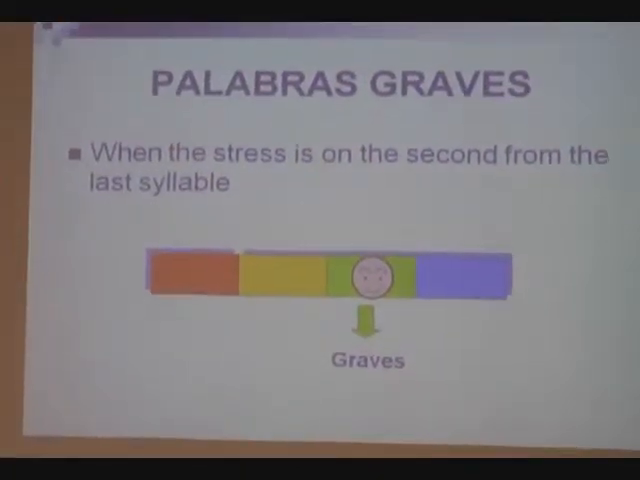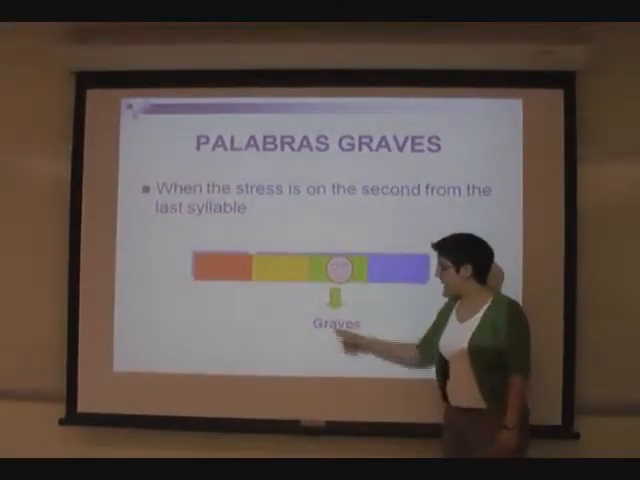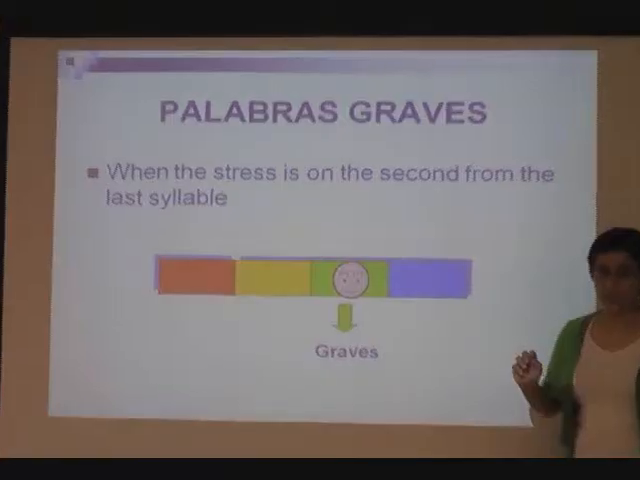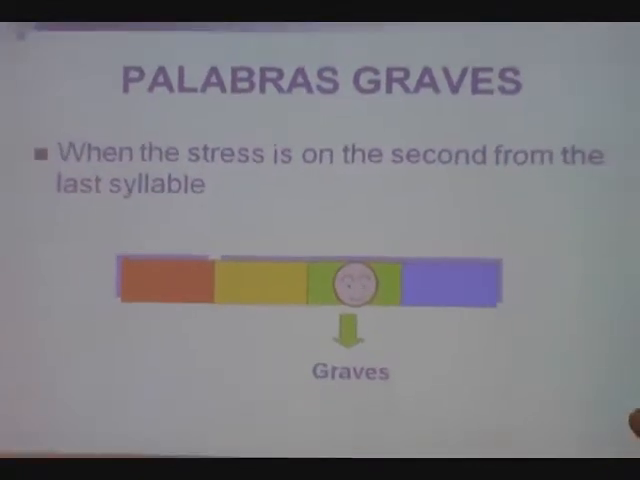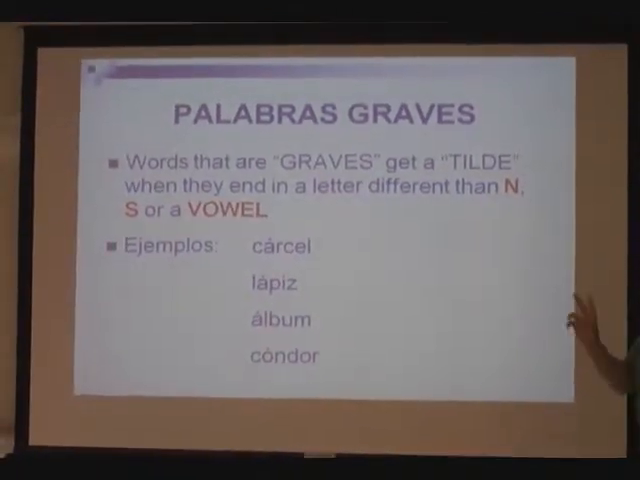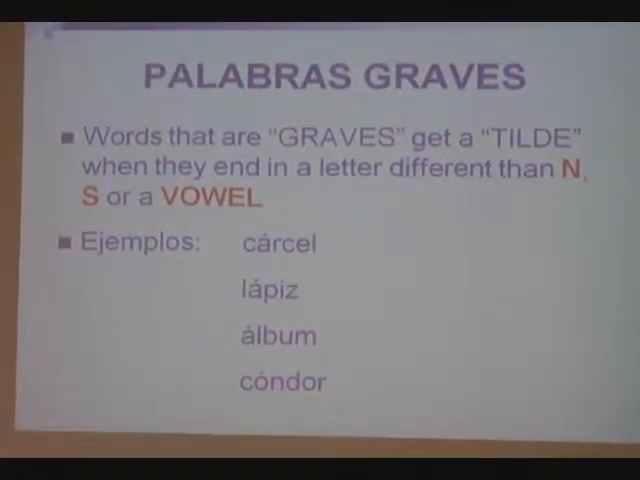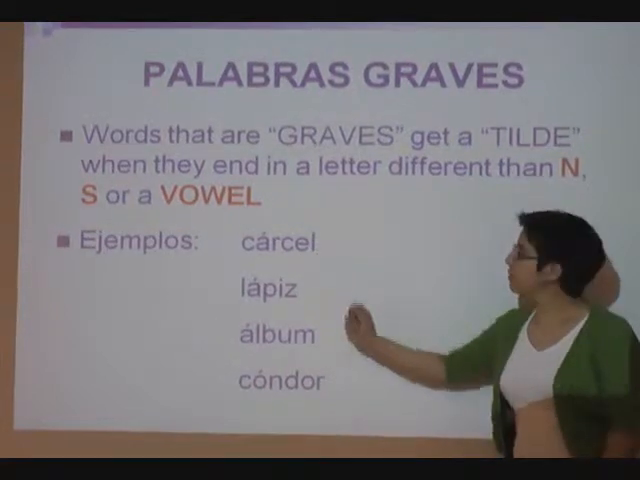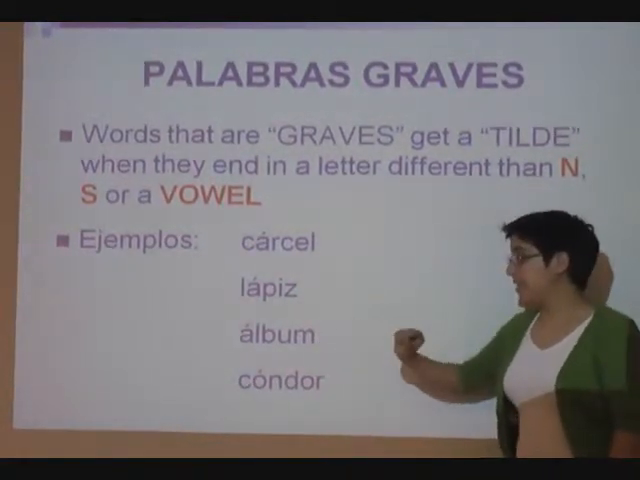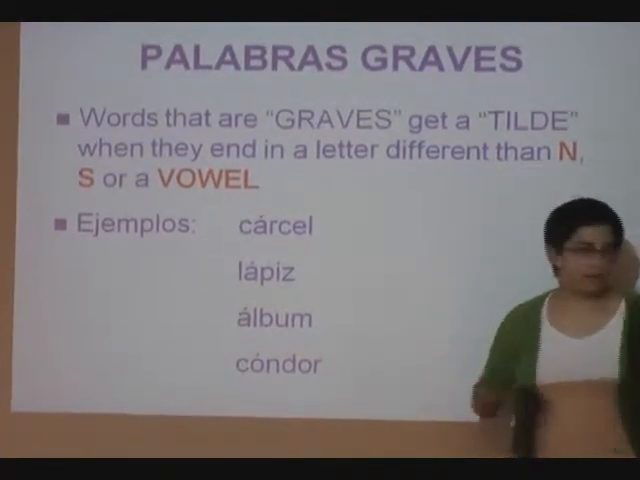Palabras graves. When the stress is on the second from the last syllable, son las palabras graves, cuando tienen el estrés en la segunda sílaba. Words that are graves get the tilde when they end in a letter different than N, S, or vowel. Ejemplos. Cárcel, it ends in a letter different from N, S, or vowel. Lápiz, it ends in a Z. Álbum, it ends in an M. Cóndor, it ends in an R.